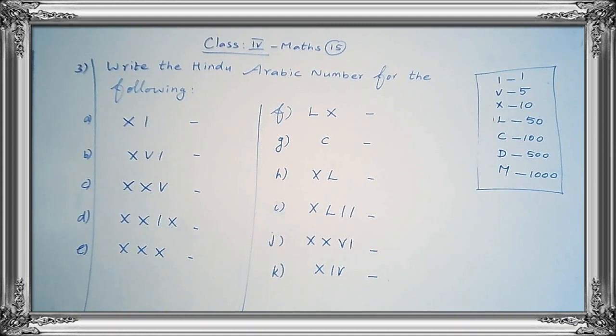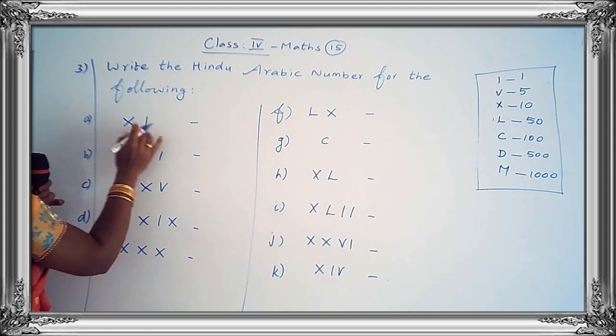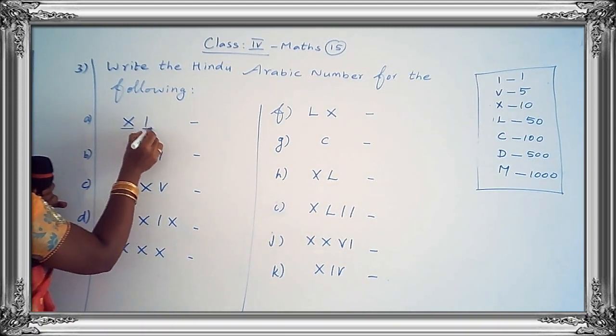Children, all of you listen. Look at the board. Stop writing. Okay. Write the Hindu Arabic number for the following. Here, Roman numerals are given. You convert them into Hindu Arabic numbers. Okay children, see the first one, XI. Now you can divide it. So XI, so X and I.